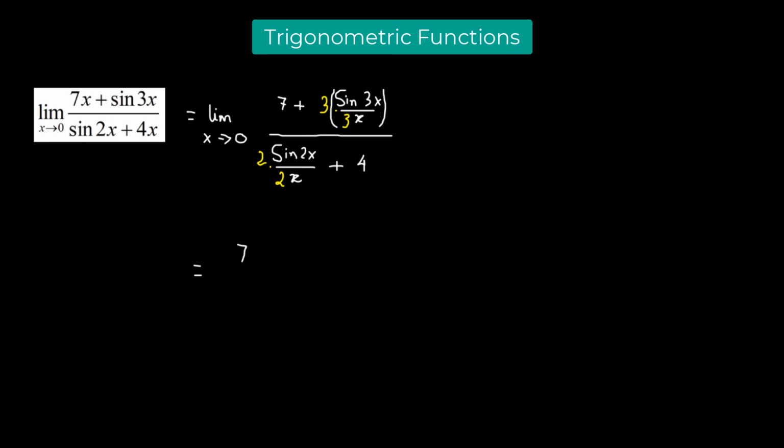So the first term will remain as 7, the second term will be 3 times the limiting value of sine 3x over 3x, which is 1, divided by 2 times the limiting value of sine 2x over 2x, which is 1, plus 4. So we have 7 plus 3 in the numerator, which is 10, divided by 2 plus 4, which is 6, which can be further reduced down to 5 over 3. So this is the limiting value of the given trigonometric function when x approaches 0.